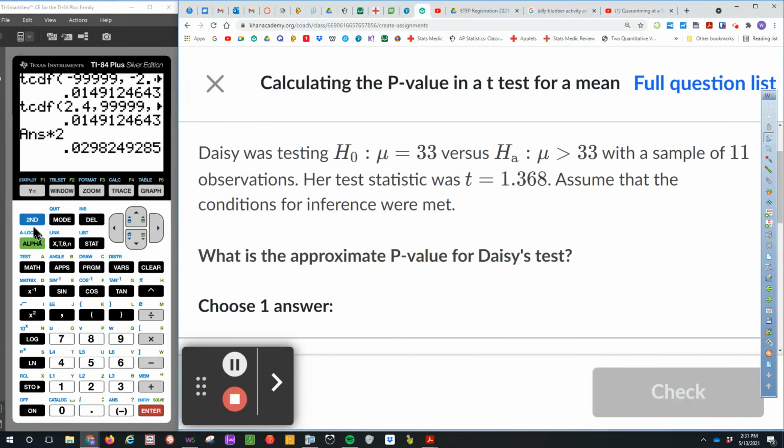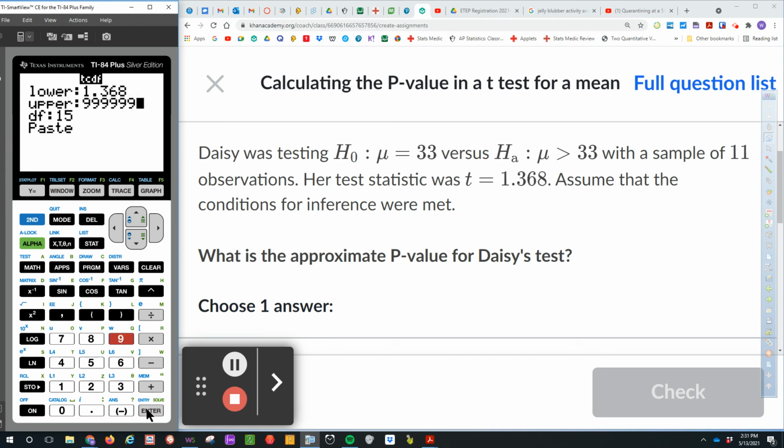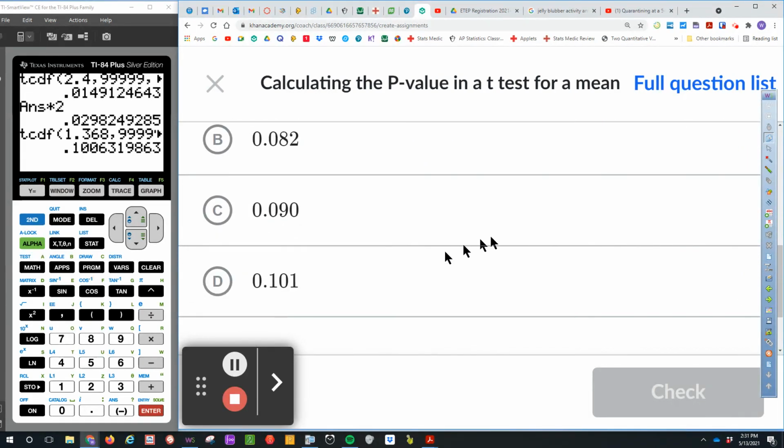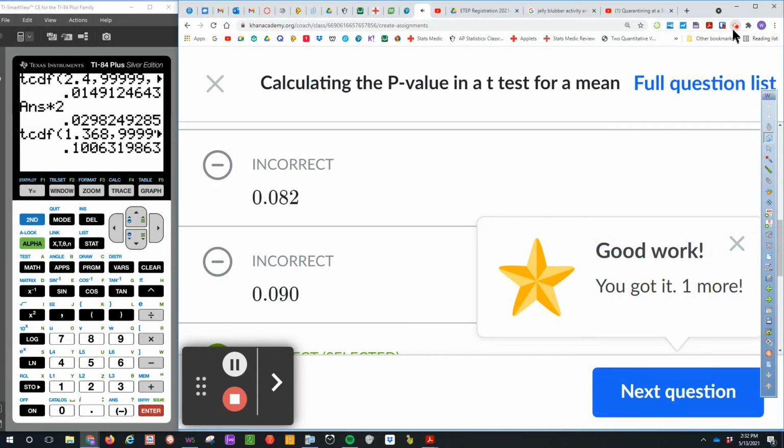We need to put this into our calculator, 2nd VARS, and go to tcdf. The lower bound was 1.368, the upper bound was 99999, and degrees of freedom is 10 because the sample size is 11. The answer is 0.101. If you have any questions, let me know. Thank you very much.